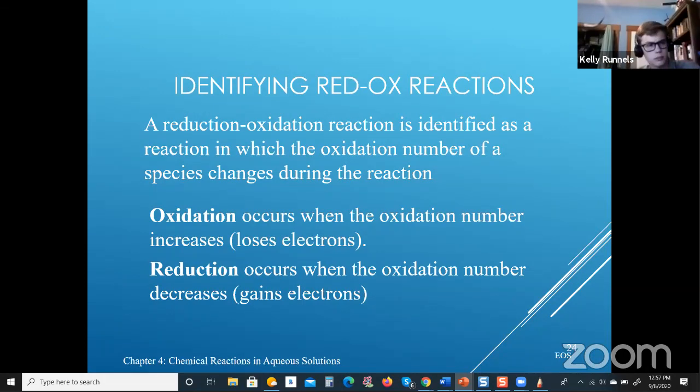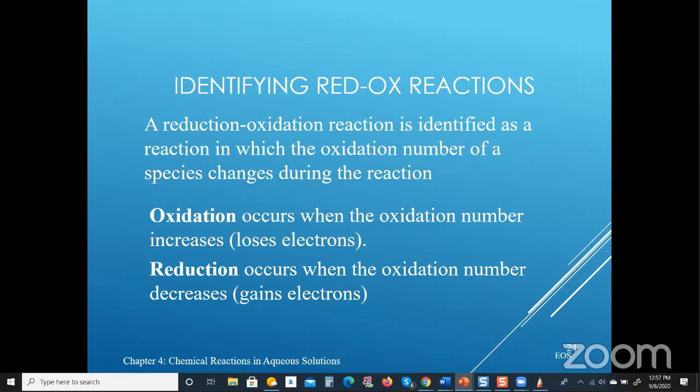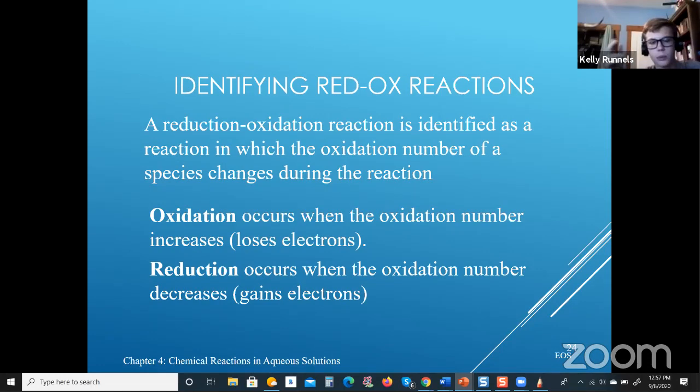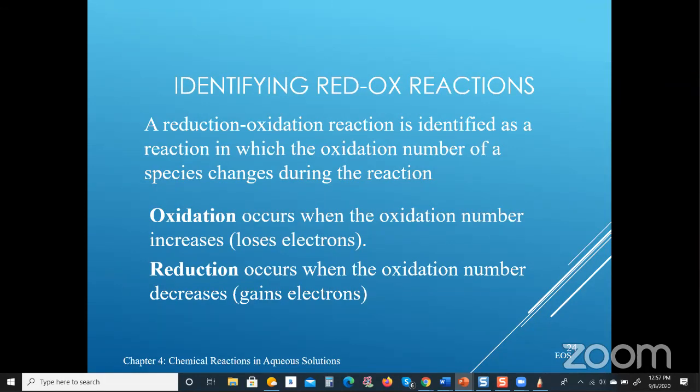That's basically what happens. But how do you tell when atoms will exchange electrons? Well, you have to look at the equation, right?